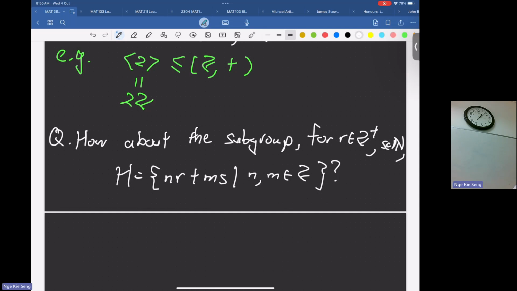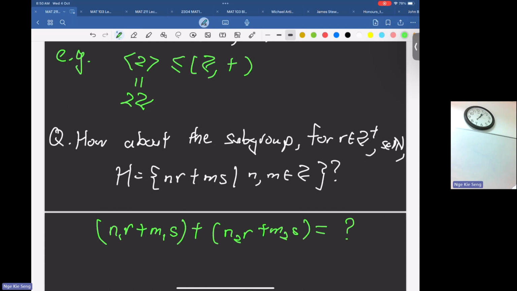Can you follow what I say? So if you have n1 r plus m1 x, how do you add them together? I won't write it down. You try and compute. Does it still look like nr plus mx? What else do you need to check? Identity is checked already. So this is closure. And identity, we just checked by taking n and m equal to 0.